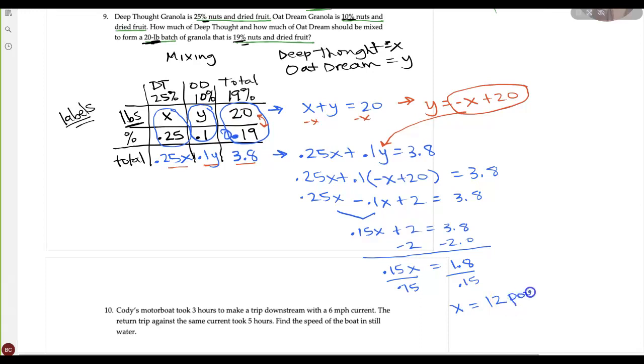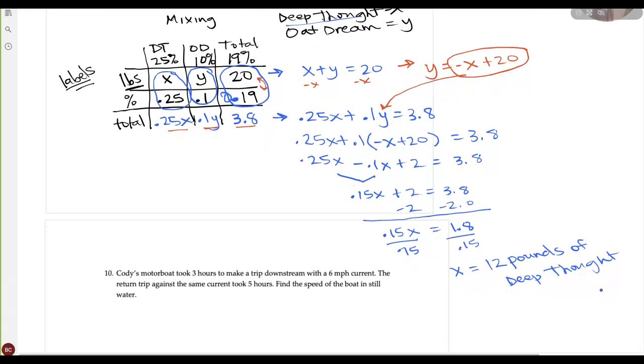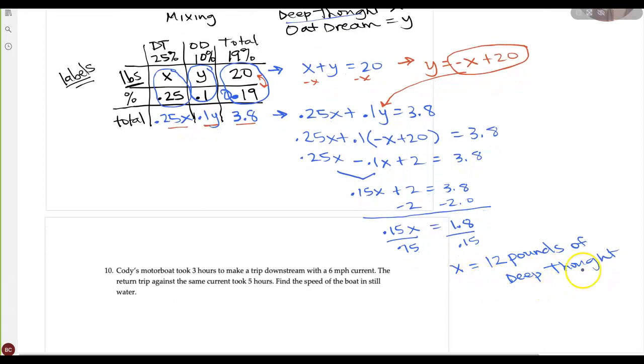Pounds. Yeah, some of you are putting it in the chat. 12 pounds, and be more specific. 12 pounds of what? Of the deep thought, right? Be very specific what we need 12 pounds of. But I'm not done at that point, right? That tells me how many pounds of deep thought I need, but now I need to figure out how many pounds of oat dream.